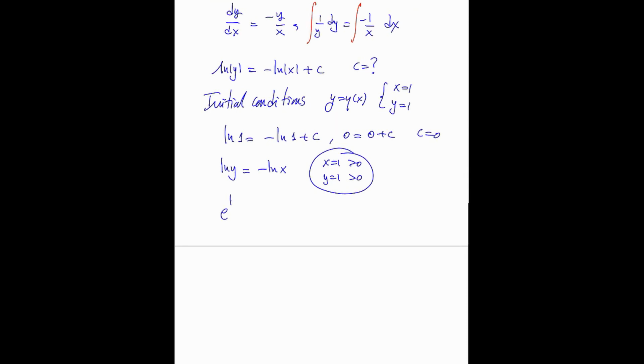e to the ln y equals e to the minus ln x, which is 1 over e to the ln x. And now we know from mathematics that ln x and the exponential are inverse functions. So this means what one function does, the other one undoes. So e to the ln y is equal to y, and this is 1 over x. And that's the solution.